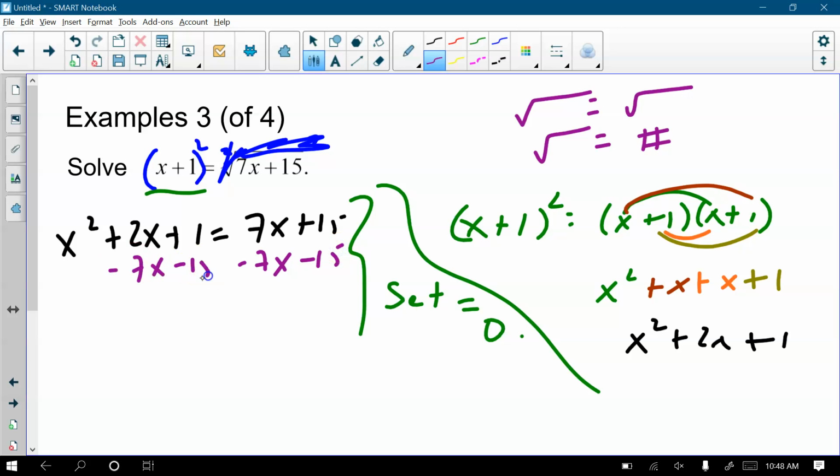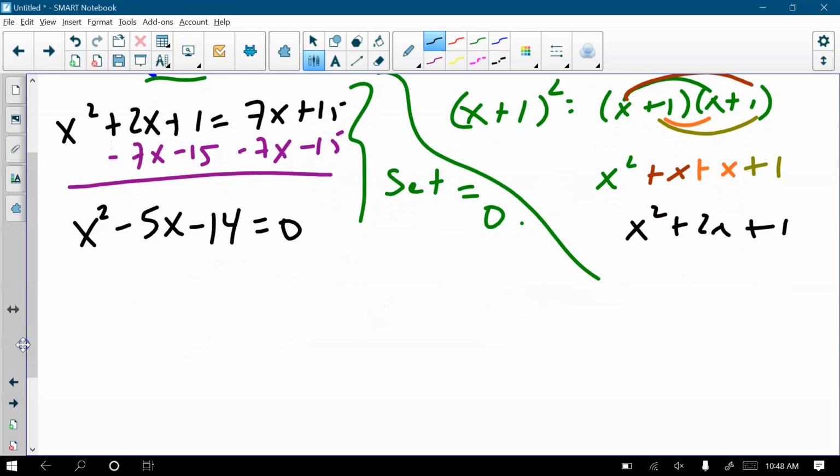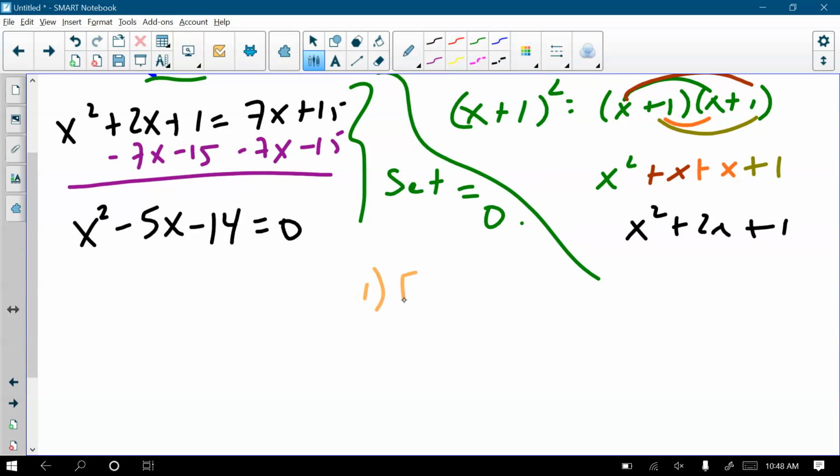We did this earlier in the year. We've been doing this a lot here. It just keeps coming up again and again. So we got x squared, minus 5x, minus 14 equals 0. You got 3 options. You can either, 1, factor if possible. Factoring doesn't always work. 2, you can complete the square. 3, you're going to do quadratic formula.